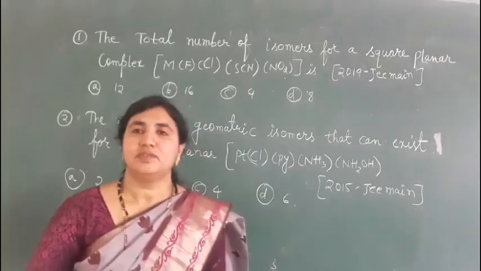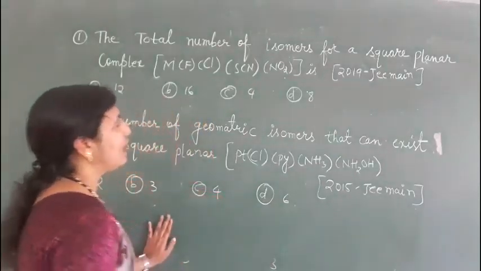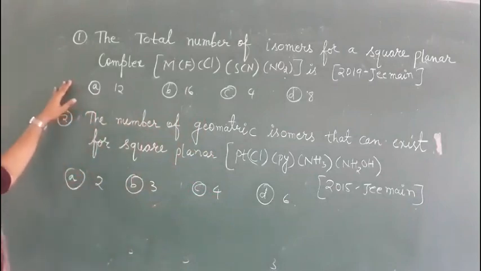So see the question, a question based on the square planar structure. The total number of isomers for a square planar complex.